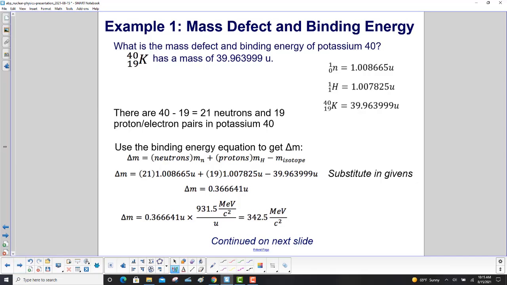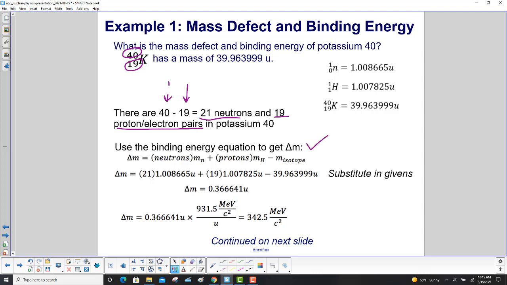So we have our atomic mass number of 40 and charge of 19, which means there's 19 protons. So we have to find the number of neutrons. That's going to be 40 minus 19, so we have 21 neutrons. And we have 19 proton-electron pairs. Now that's important, why we said the electron pair there, and you'll see on the next line.